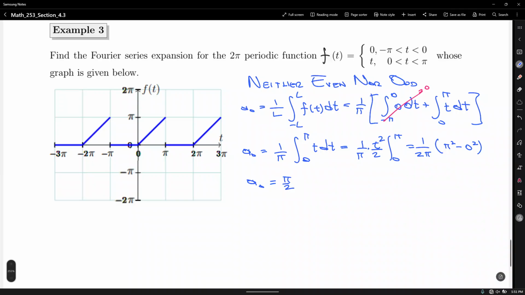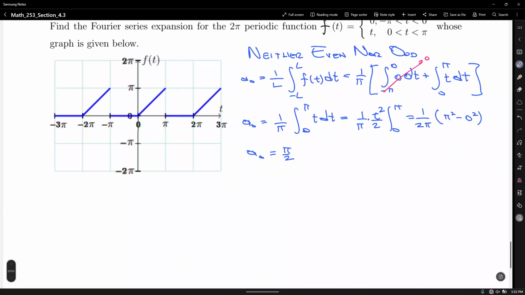Okay, let's have a look at the other two coefficients, a sub n and b sub n. Number one, a sub n equals 1 over L, the integral from negative L to L of the function f of t cosine of n pi t over L dt. And guys, unfortunately, in this case we're not going to be able to use the trick to multiply by 2 and integrate from 0 to pi. Well, we will again, but not for that same reason. So this is what we do.